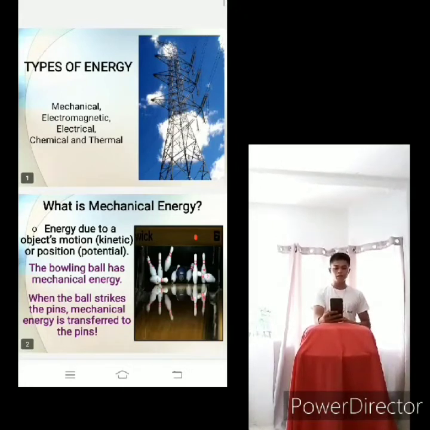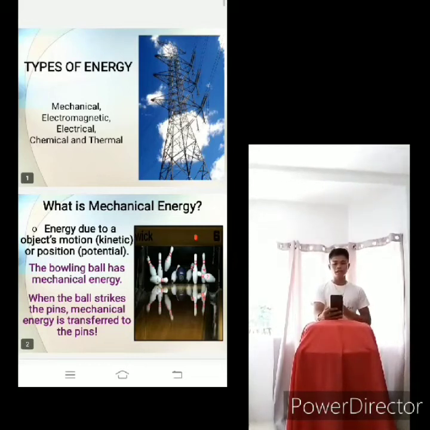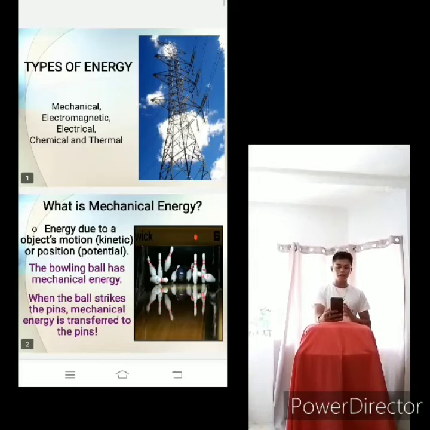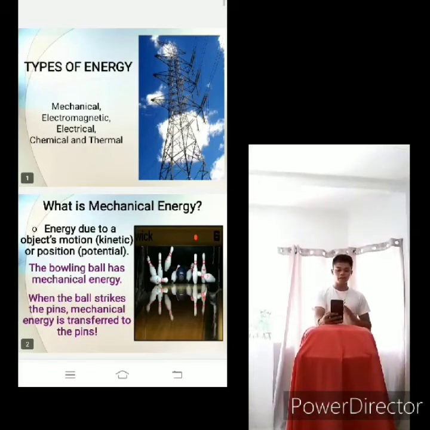What is mechanical energy? Mechanical energy is due to object motion, kinetic, or position, potential. An example of mechanical energy: the bowling ball has mechanical energy. When the ball strikes, the ball's mechanical energy is transferred to the pins.